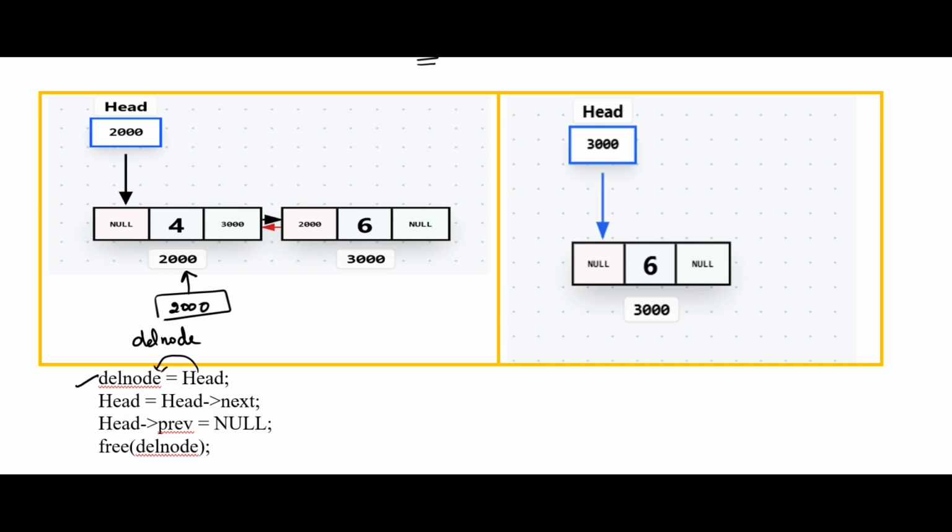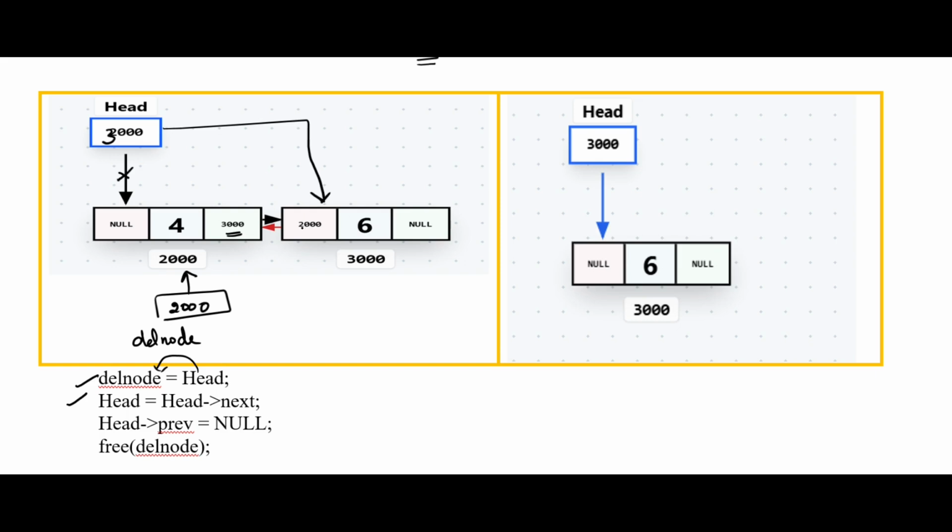Head equal to head of next. Who is head? This is head, and its next is 3000. So here I have to assign 3000, so that this link will be removed and head is pointing to 3000, right? This part is also over. And head of previous equal to null. So who is head now?